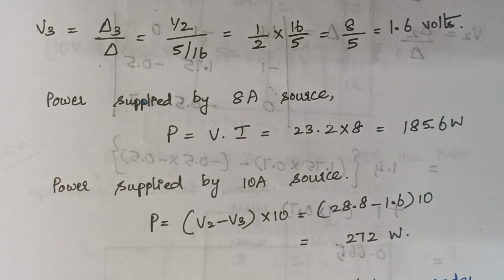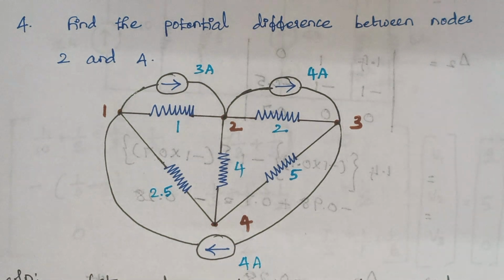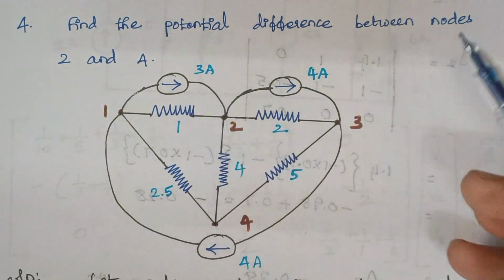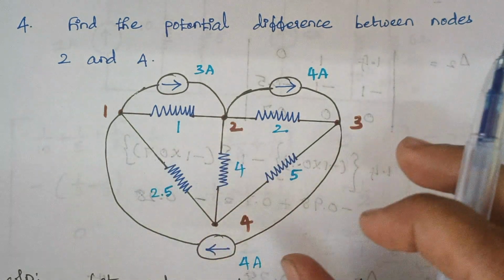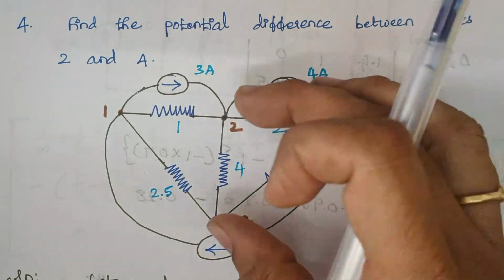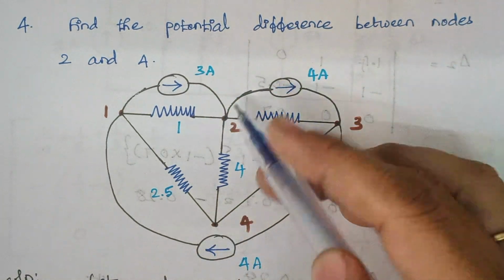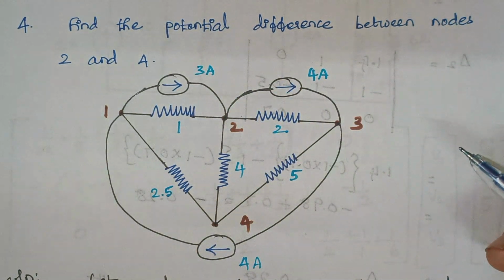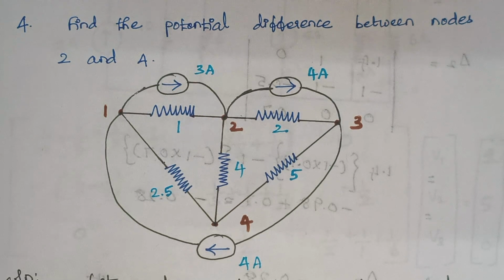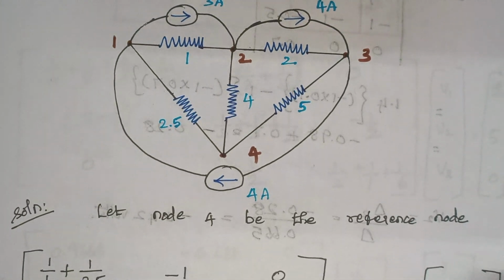Now we start with our fourth problem. Find the potential difference between nodes 2 and 4. Right. So in this problem they have clearly mentioned the nodes. Right. So you need to calculate the potential difference between node 2 and node 4 here. And totally here we are having 3 current sources. Right. So among the 4 nodes, again we are taking node 4 as a reference node. So here we are framing the matrix.